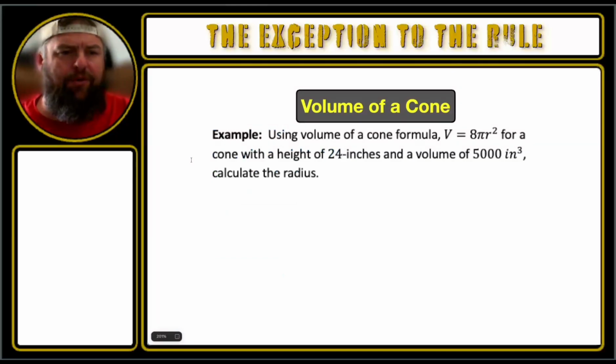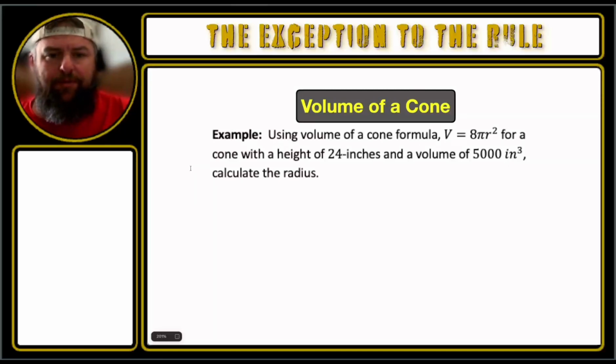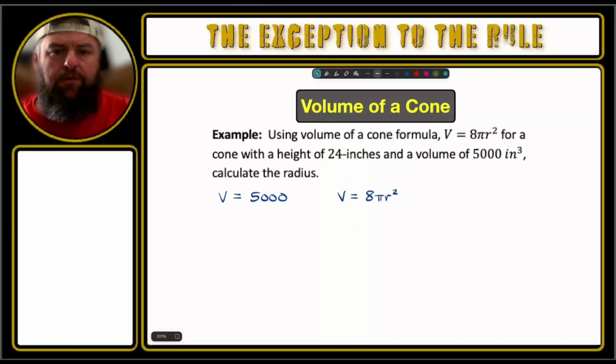For example, if we are given the volume of a cone and want to know the radius of the cone, we would solve for the radius algebraically. In other words, we are inversing the formula. So using the volume of the cone formula, volume equals 8 pi r squared, for a cone with a height of 24 inches and a volume of 5,000 cubic inches, calculate the radius.